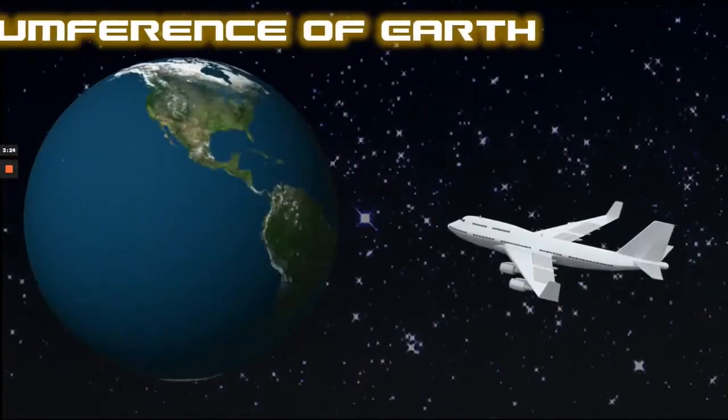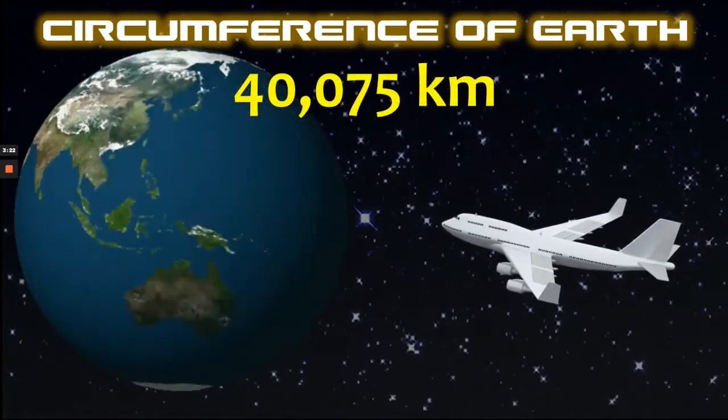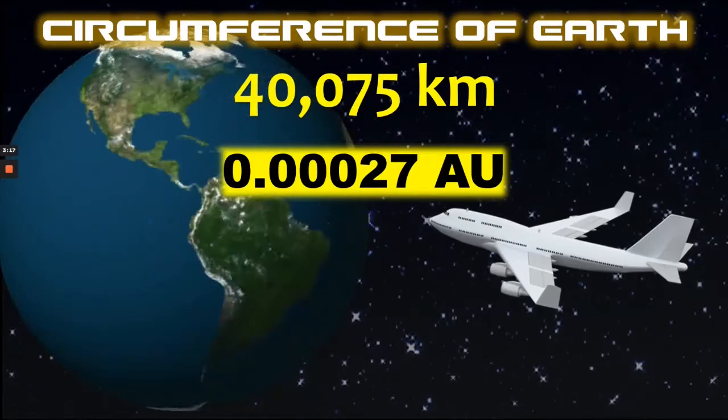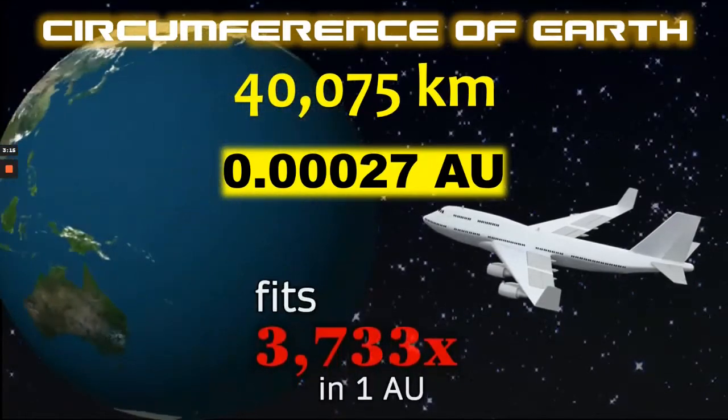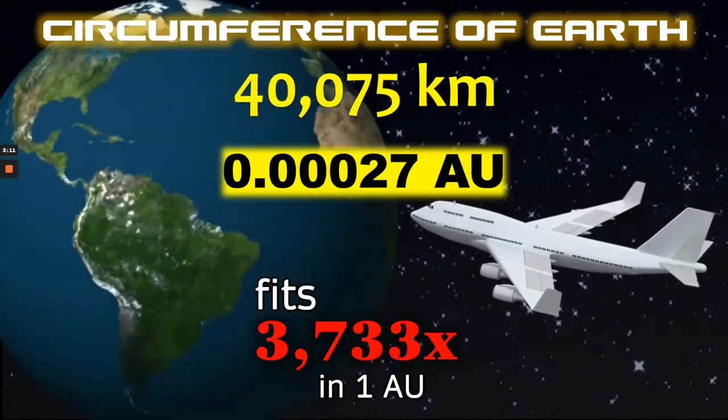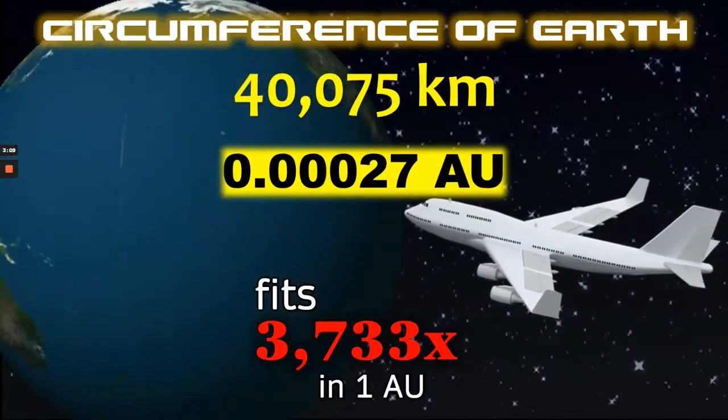How about the circumference of the Earth? Well, all the way around the world is about 40,000 kilometres, and that translates to 0.00027 astronomical units, so we're getting there now, and it does fit around 3,733 times in one astronomical unit.